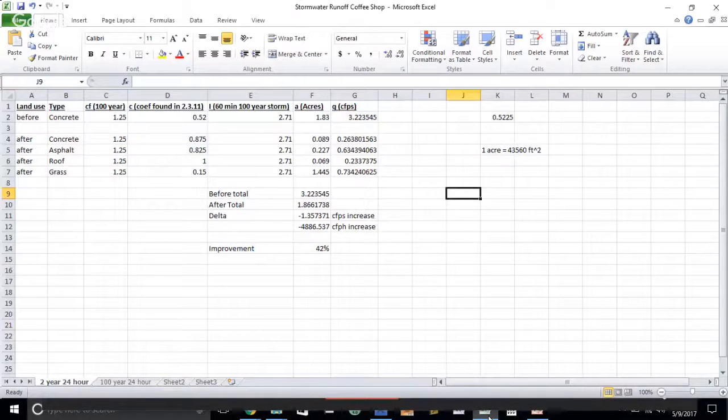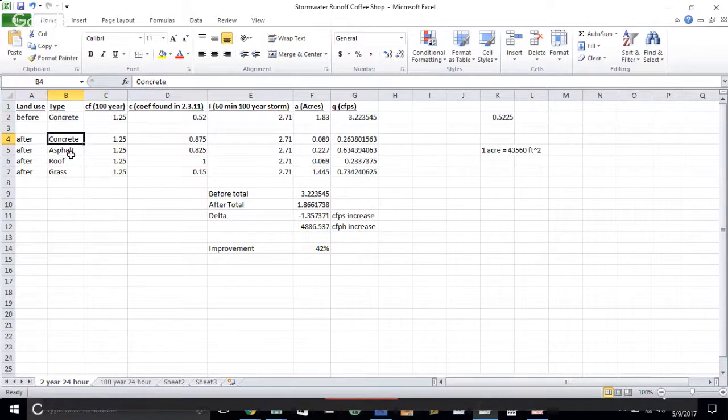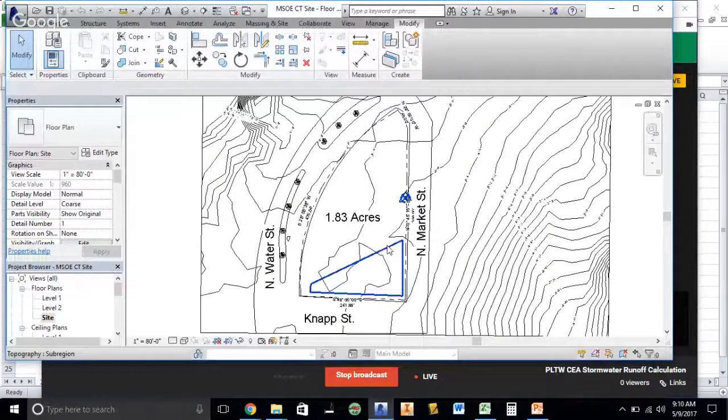So I am collecting all these values. Notice I have a before column and a couple of after columns because I'm going from concrete to some concrete, some asphalt. I have a building on there, so I have a roof, as well as a lot of grass. I'm starting off with a 100-year storm, so a 1.25 recurrence factor, and then I am using 2.71 for my intensity factor. I have 1.83 acres, which was already put in there for us. Normally we would get this from a survey.